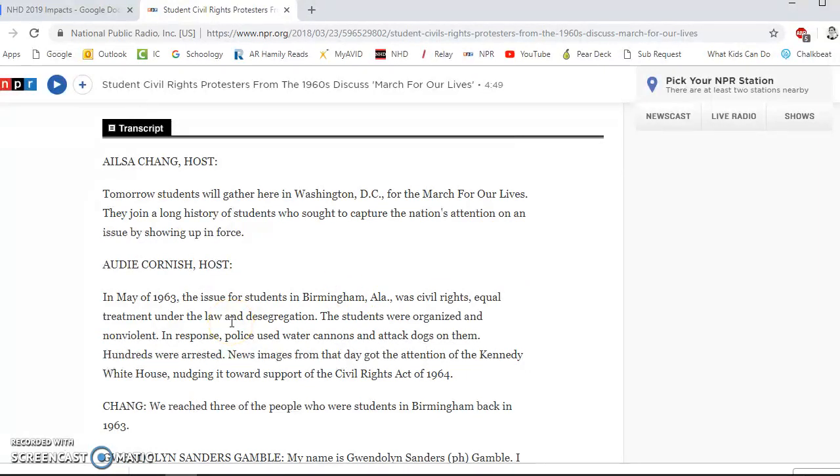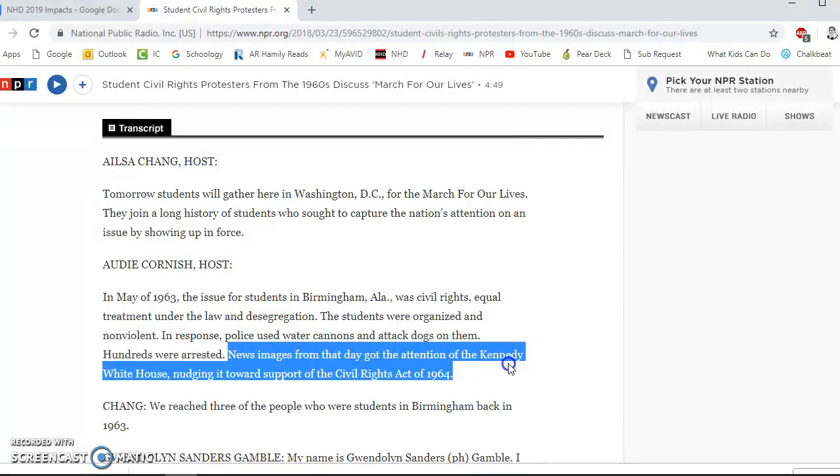Again, in May of 1963, the issue for students in Birmingham, Alabama was civil rights. The students were organized and they were nonviolent. In response, police used water. They were violent. Ooh, this looks promising. News images from that day got the attention of the Kennedy White House, nudging it toward support of the Civil Rights Act of 1964.